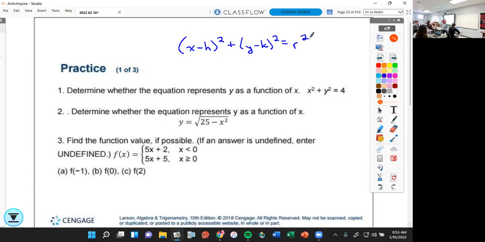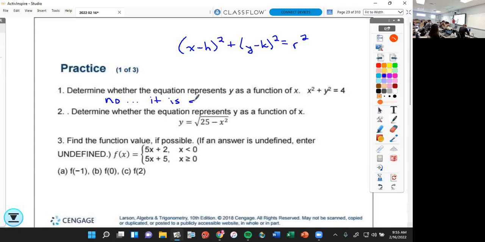What is that? Circle, standard form. This is a circle. The center is at 0, 0 with a radius of 2. So this is a circle. Let me ask you again. Is this a function? No. Guys, you gotta be able to recognize that. Not a function.